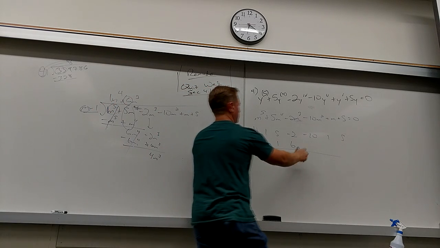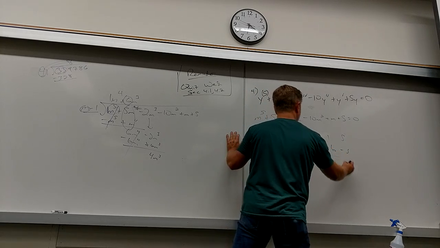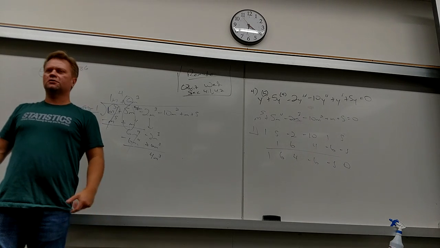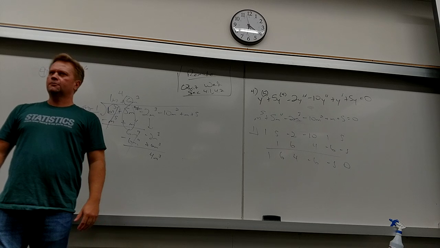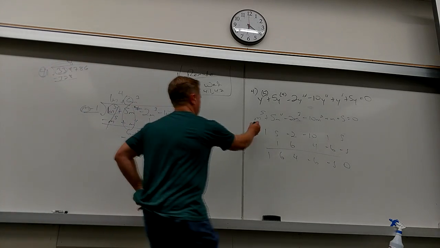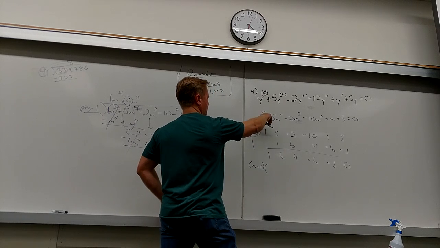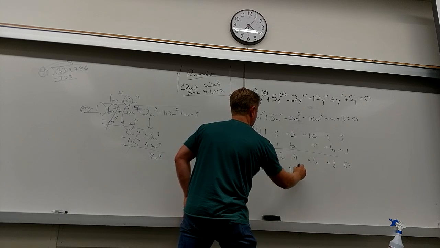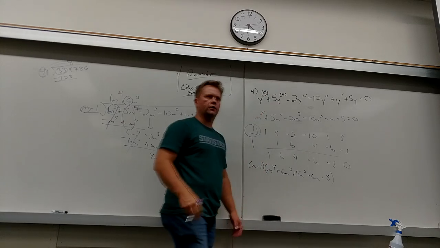So let's keep going here. 4, negative 6, negative 5, negative 5, 0. What's that good for? It's no remainder, which means I factored it one step, right? How do I factor this now? I factored it as m minus 1 times m to the 4th plus 6m cubed plus 4m squared minus 6m minus 5. That's how I factored it.